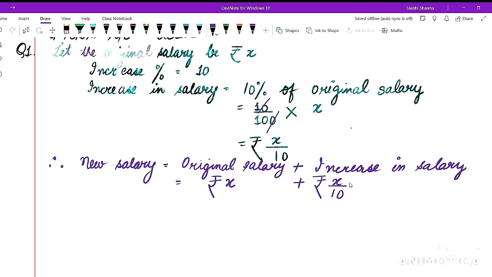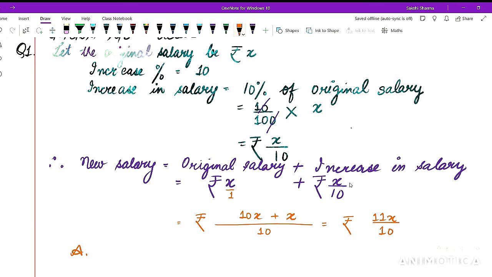You can either simplify it right here or you can do it while forming your equation. So I'm going to take the LCM at this step. This is X. It can be written as X over 1. Taking the LCM, the answer comes out to be 11x by 10 rupees.